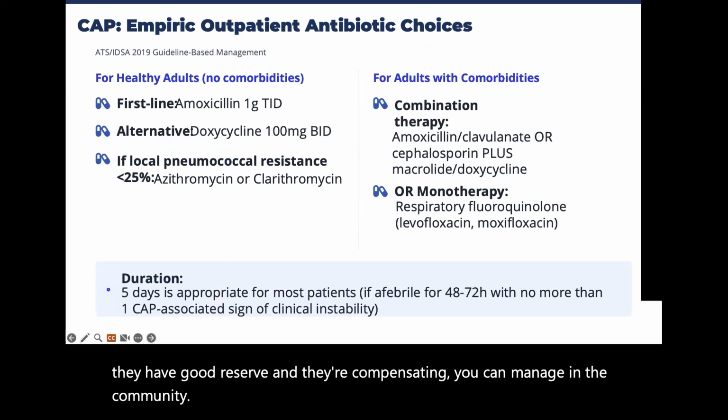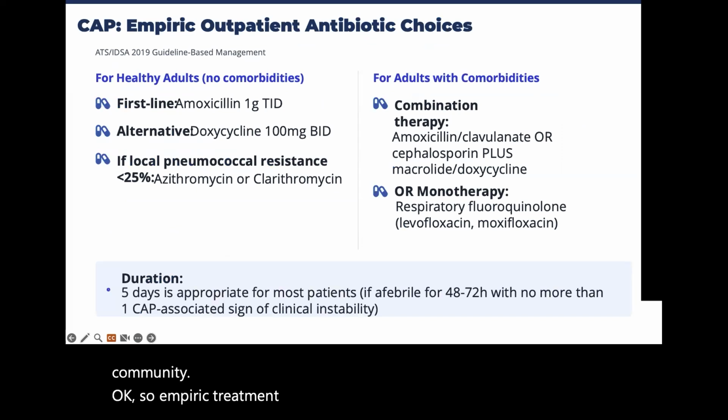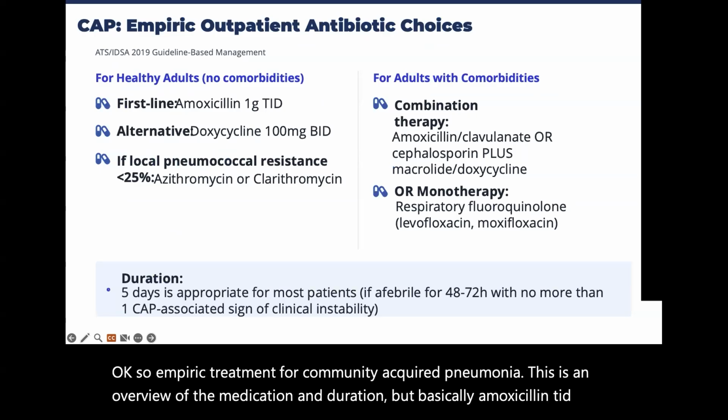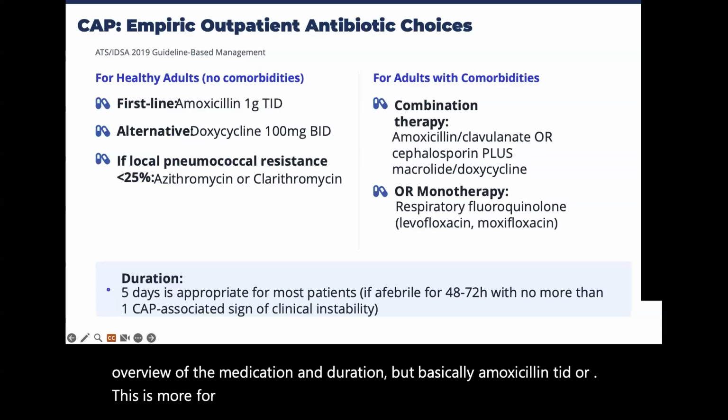Okay, so empiric treatment for community-acquired pneumonia. This is an overview of the medication and duration, but basically amoxicillin TID or doxy. This is more for your primary care course, but I want you to see how this plays out.